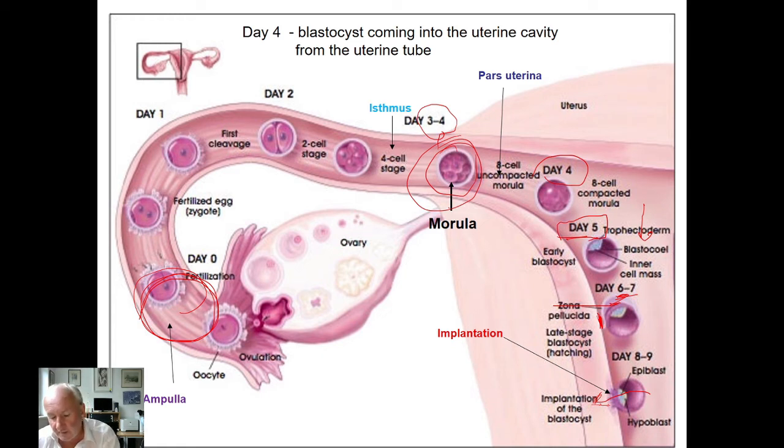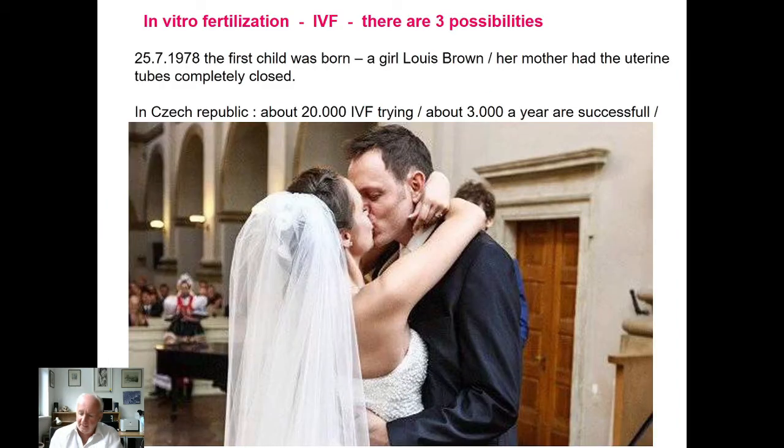So this was the first chapter, and now a few points that maybe you are interested in, to get more information about in vitro fertilization. You know that the first girl, Louise Brown, was born by this possibility on the 25th of July 1978. Her mother had a big problem with the uterine tubes. Both uterine tubes were completely closed. Logically, the spermatozoa could not get through to the ampullary part, and logically, the morula and blastocyst could not get to the uterus.